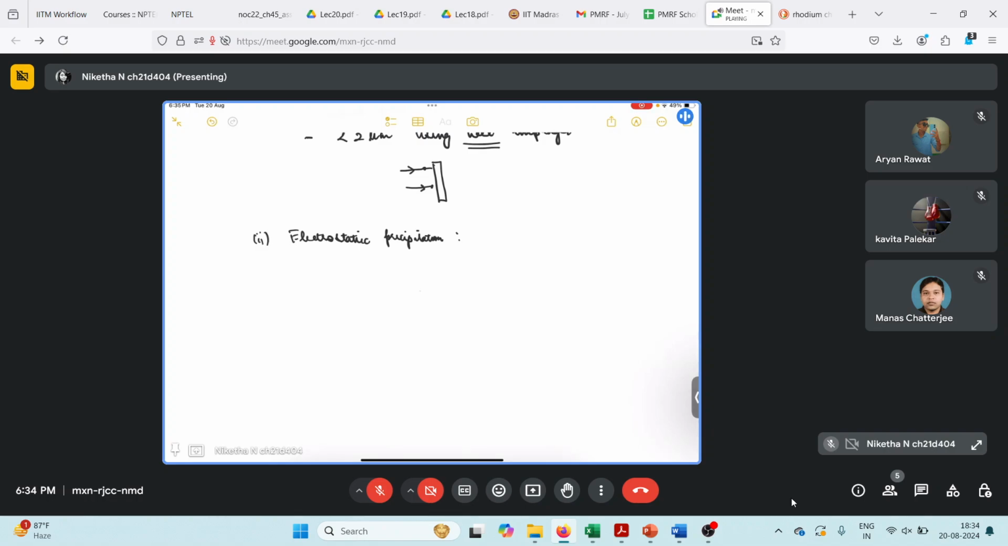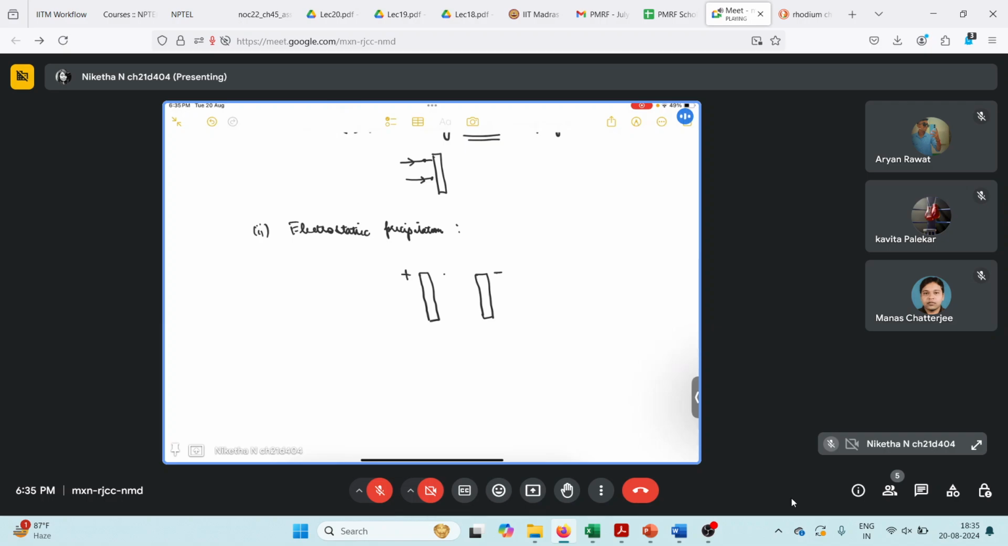Okay, so in electrostatic precipitation, you have two plates, and both of these are connected to a power supply. Because it is connected to a power source, it will be charged, and one of the plates will be positively charged, and the other one will be negatively charged. Whatever dust particles are there, depending on their surface charge, mostly if the dust particles are negatively charged, they will be attracted to the positive surface and they will get deposited here.